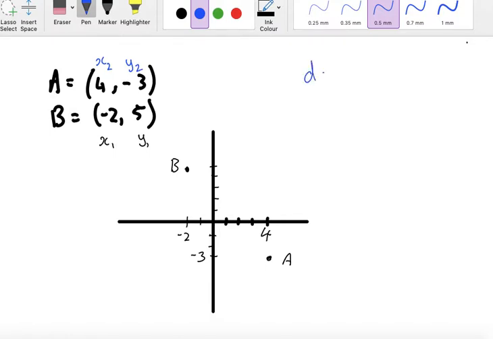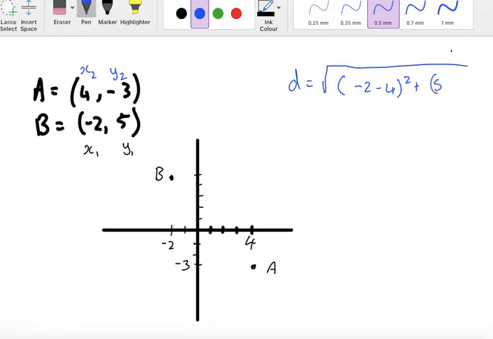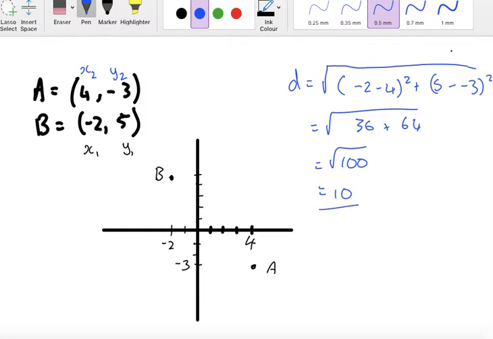So we're going to do our distance formula first. Distance is the square root of x2 minus x1, squared, plus y2, which is 5 minus -3, squared. Be careful when you do this. That gives you 36, and this one gives you 64. That's 100. The square root of 100 equals 10. So the distance is 10. That looks about right because we've got a distance of about 6 that way and about 8 that way.